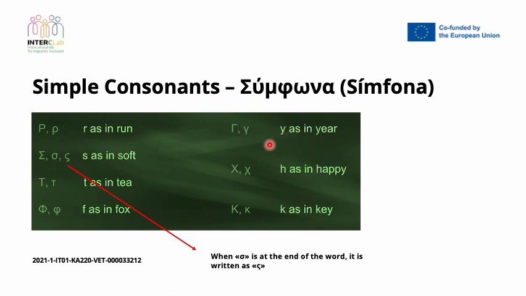You might hear it as R or Y, depending on what comes next, which vowel comes next or other consonant. Then we have the same as the X in the English language. This is H, he. H as in happy. Okay, and then the final simple consonant that we have is the K, which is very familiar to you. K as in key.